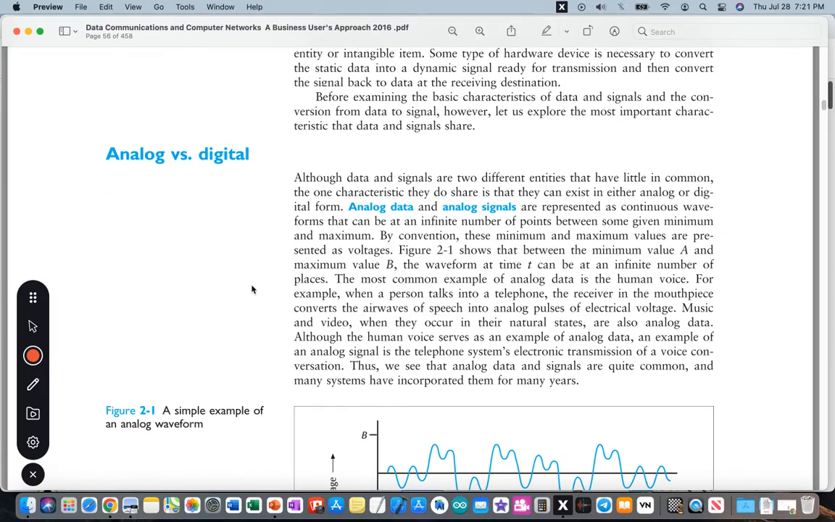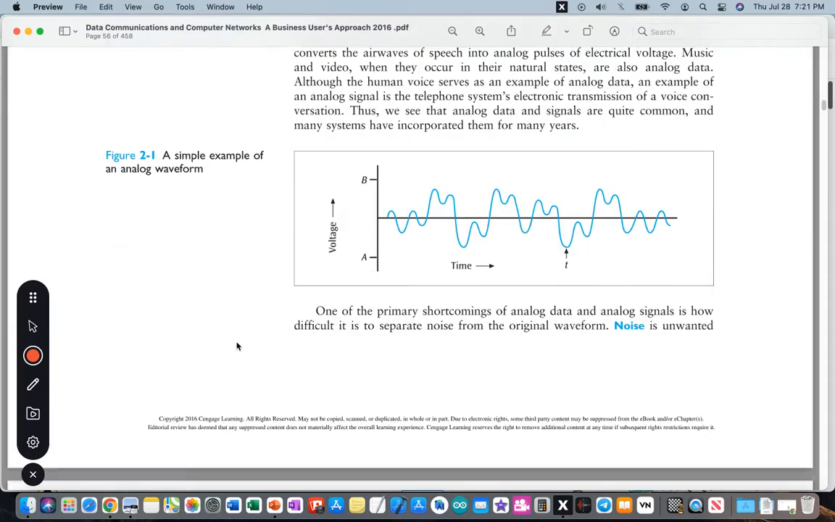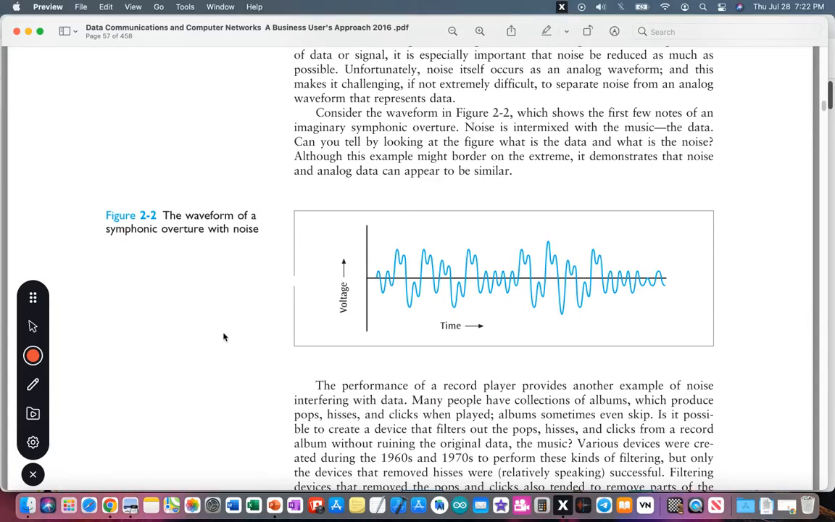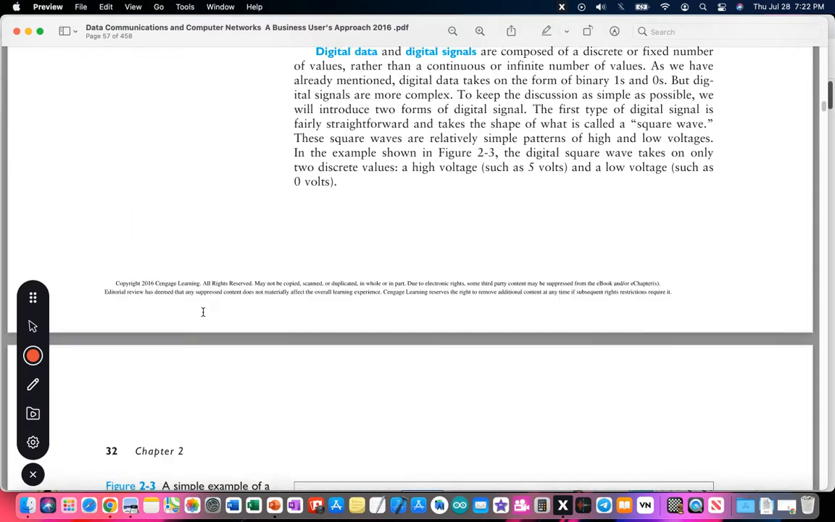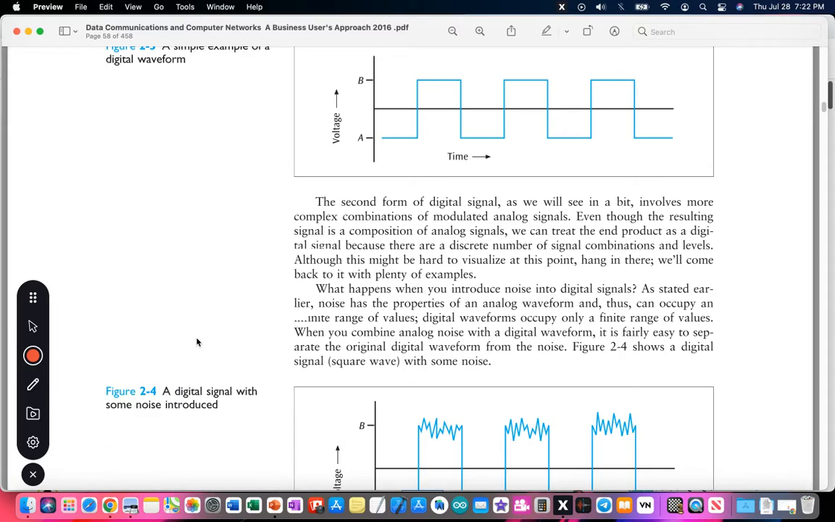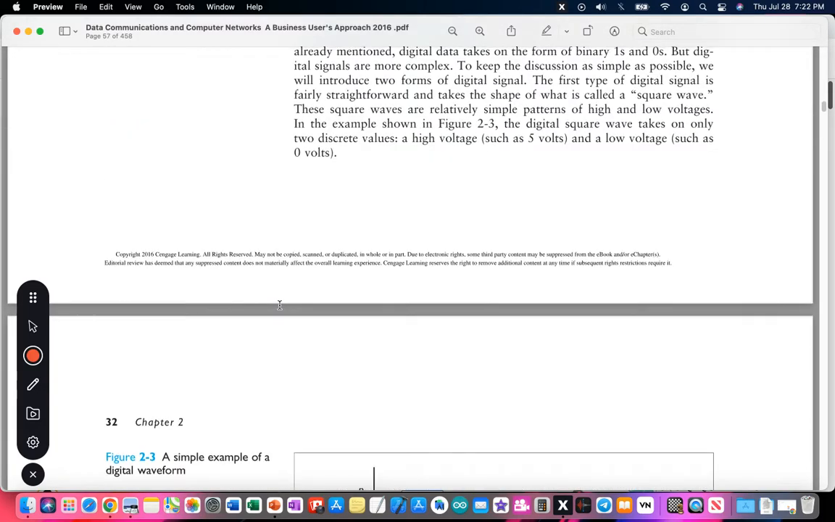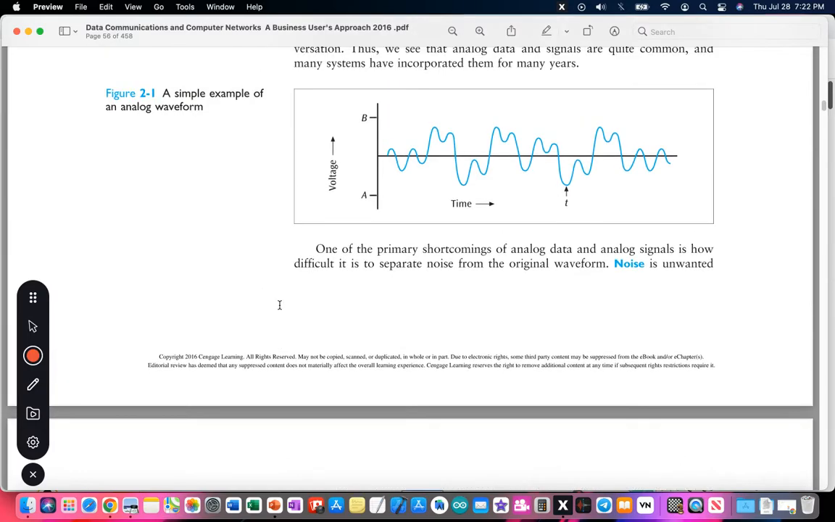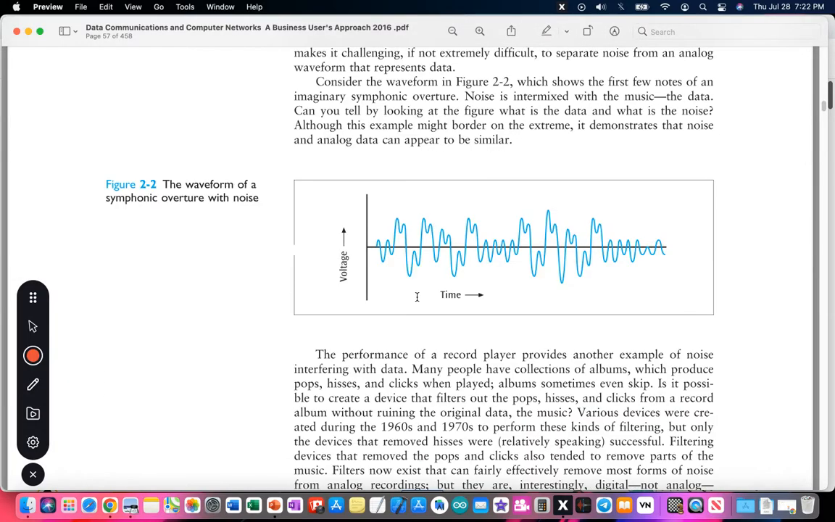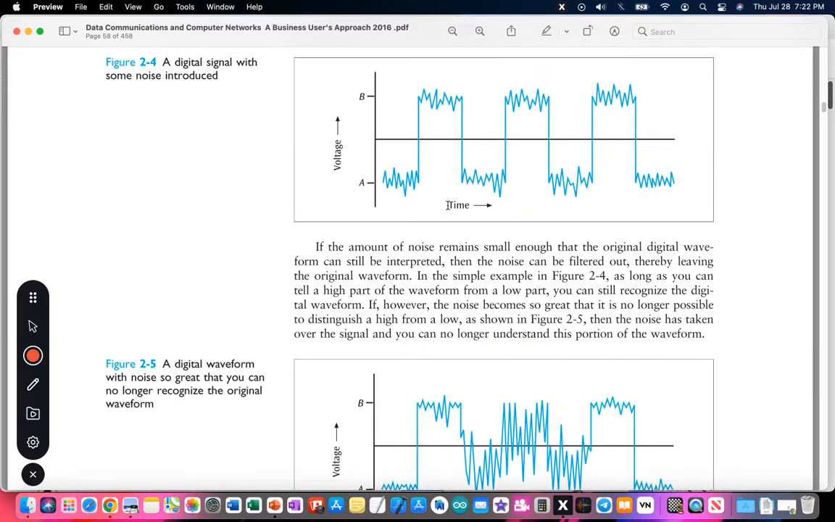Analog versus digital. This is analog. This is digital. And this is digital with noise. So we have analog and analog with noise, and digital and digital with noise. This is analog. This is analog with noise. And this is digital. And this is digital with noise.